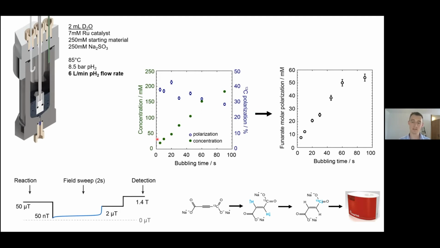So by multiplying these pairs of points, the concentration of fumarate and the polarization, we extract the molar polarization, which can be thought of as the concentration of unity polarized fumarate molecules. And we see that that increases over time and levels off as you have this competition between the reaction rate and relaxation.